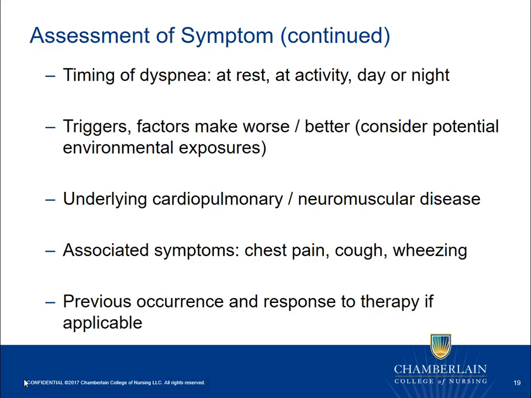Timing of dyspnea. You want to know if they were dyspneic at rest, at activity, day or night. Triggers, factors making it worse or better. You want to consider the potential environmental exposures. Underlying cardiopulmonary neuromuscular disease. Associated symptoms such as chest pain, cough, and wheezing. Previous occurrence and response to therapy, if applicable.